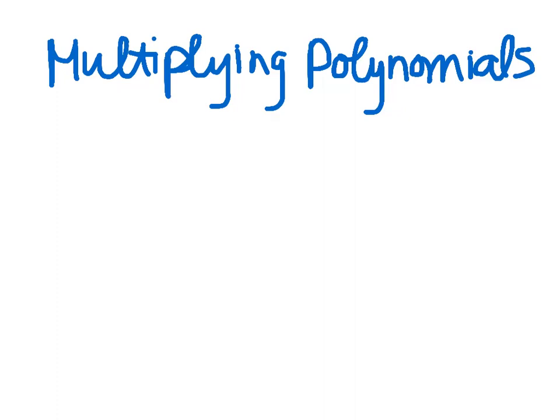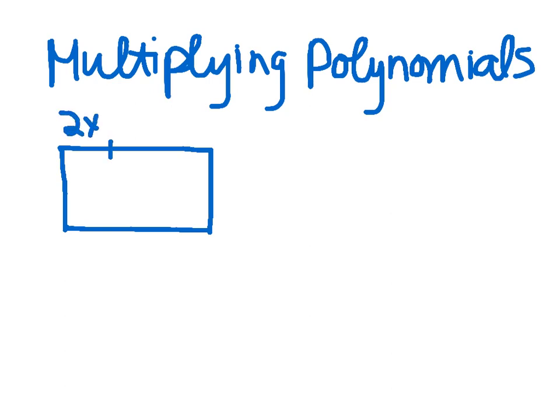In our last computational topic for this unit, we're going to talk about multiplying polynomials. And we're going to use the model of finding the area of a rectangle to illustrate this. If I say from here to here is 2x, and that from here to here is x, and let's say this is 5, and this is, I don't know, let's call it 4. We know that to find the area of a rectangle, we multiply length times width.